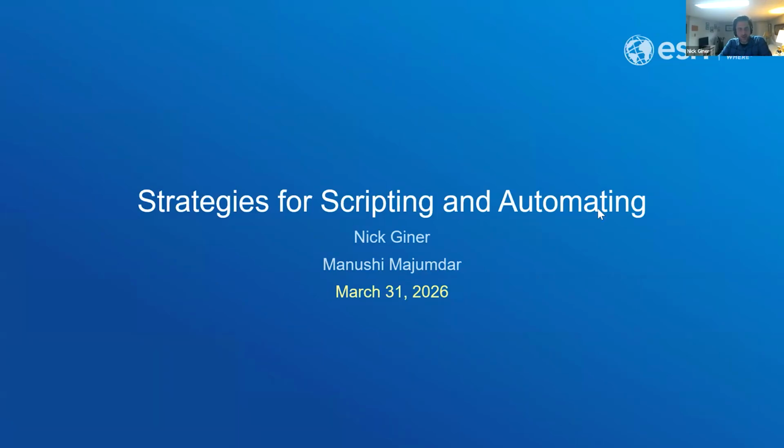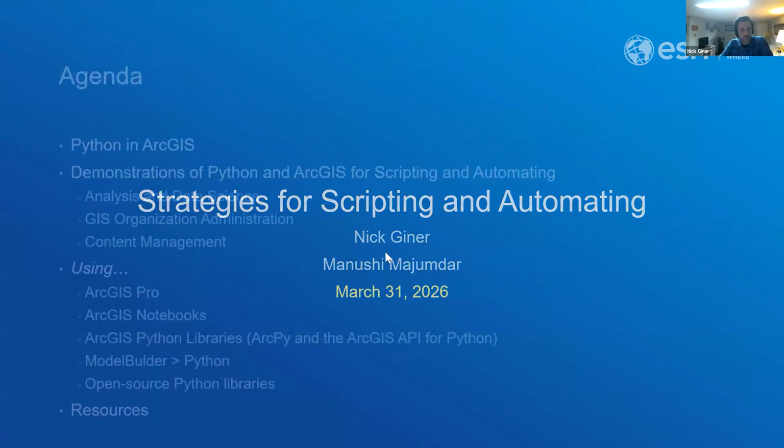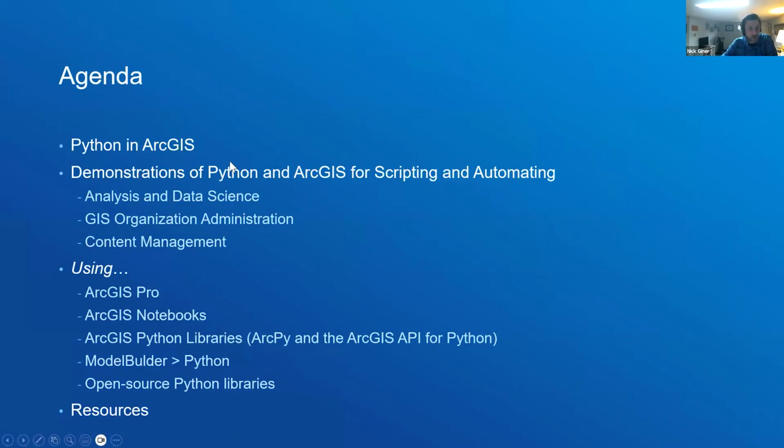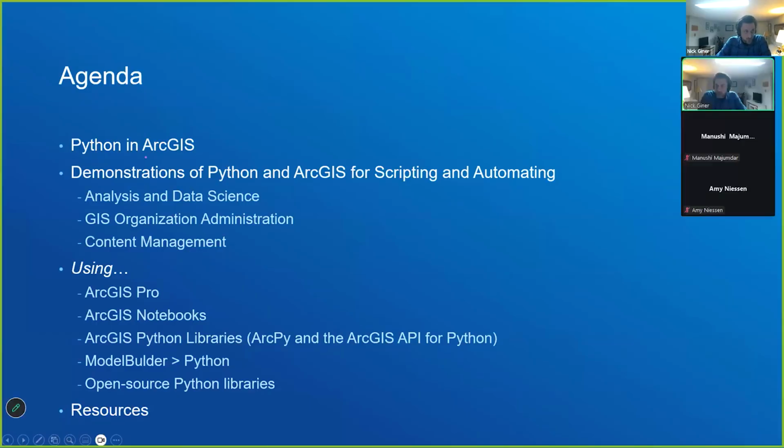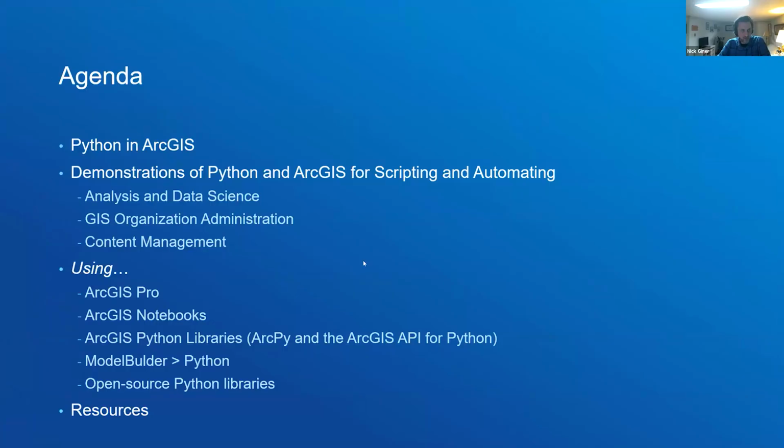As Amy mentioned, this session is going to be mainly about Python and a lot of different ways to use Python with ArcGIS. We're going to start with a quick overview of how Python is manifest across ArcGIS. Really, we're going to spend the most time actually seeing it in action. So we'll see a few different demonstrations of Python for analysis and data science, for administering a GIS organization, and for managing content across a whole range of technologies. So let's just jump right into it.